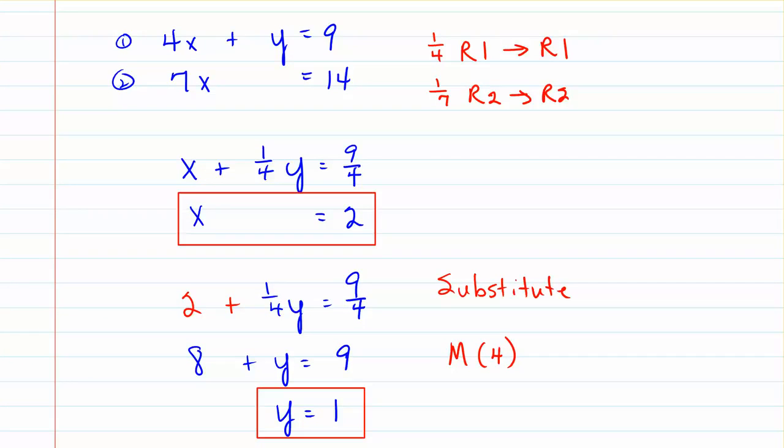So I have x plus 1/4 y is equal to 9 over 4. And down here I have x equals 2. Then I can substitute 2 for x here. So now I have 2 plus 1/4 y equals 9 over 4. I'm going to multiply through the whole equation by 4. That gives me 8 plus 1y equals 9. If I subtract the 8, you could see that I get y equals 1.